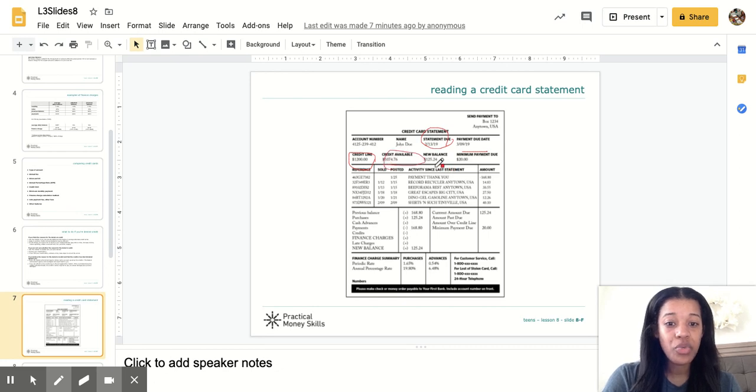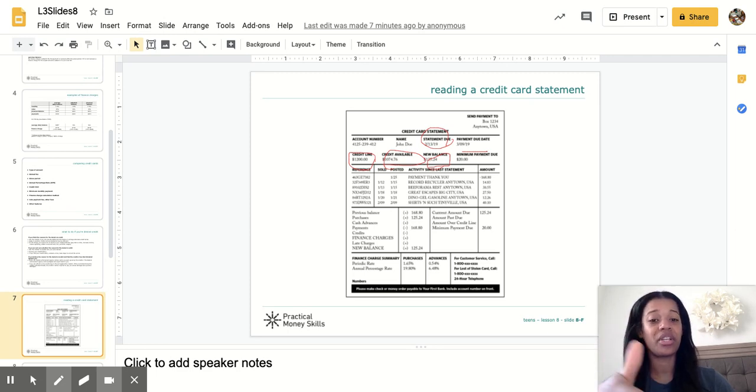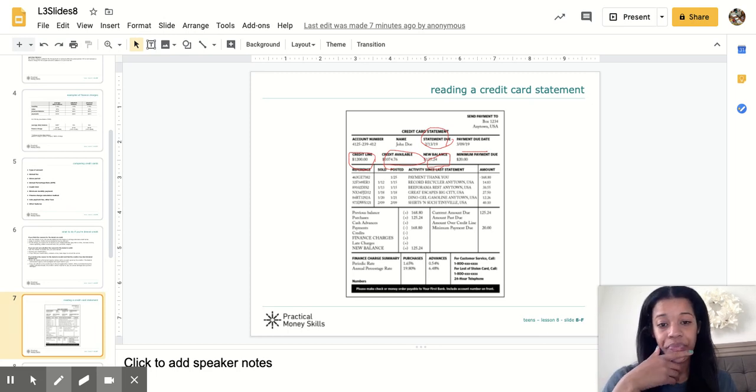Oh, so this person is doing really well. They have a very low balance. You want to keep all your balances below 30%. What do you mean by balance? So let's say I gave you a $5,000 credit card. You would want to keep your balance not even, let's see, 500 maybe. You just want to keep it really low, less than 30%.